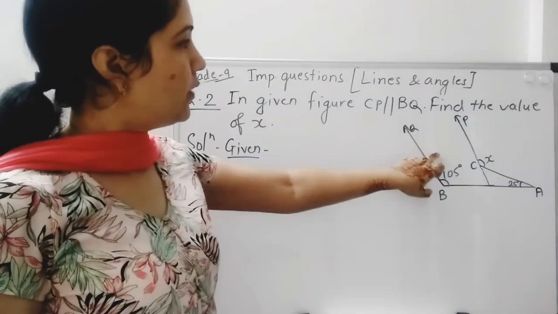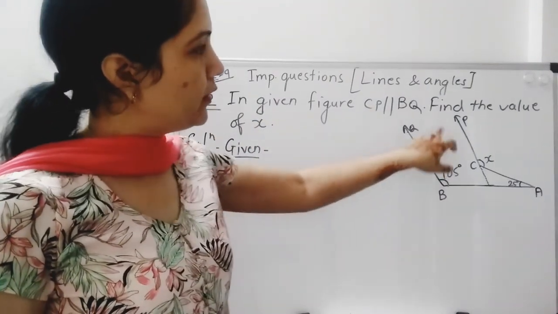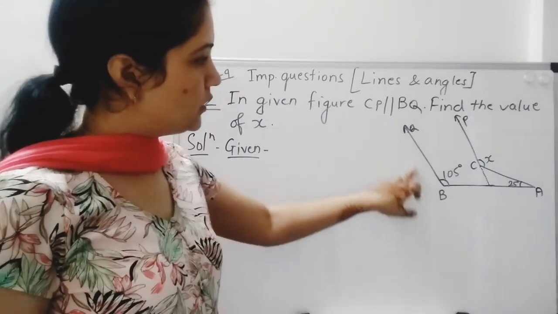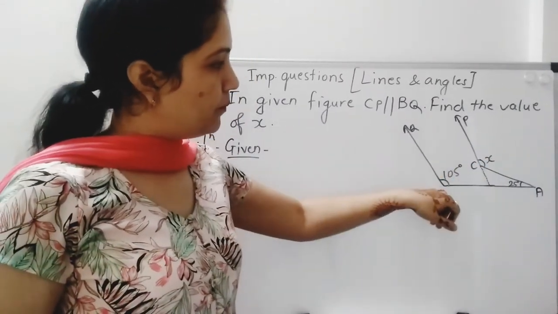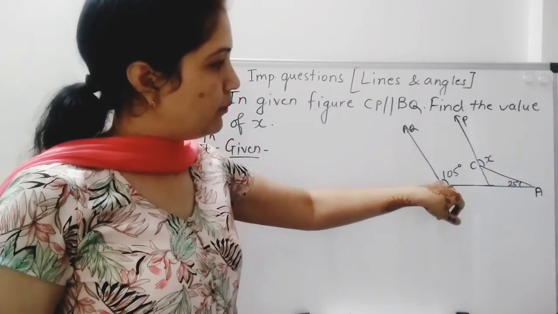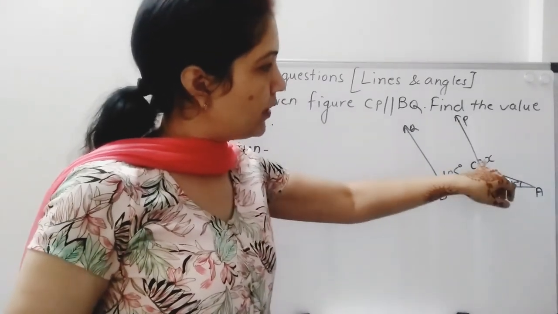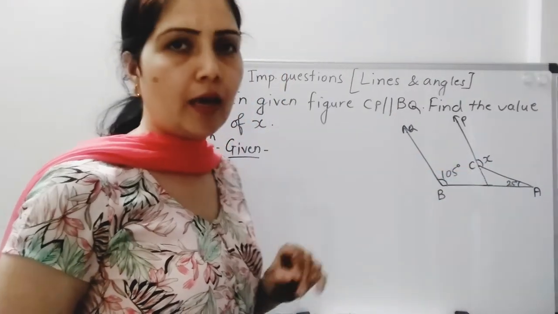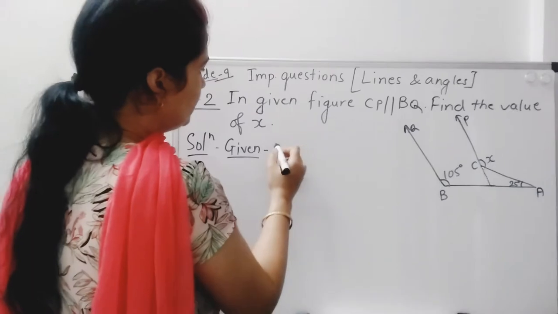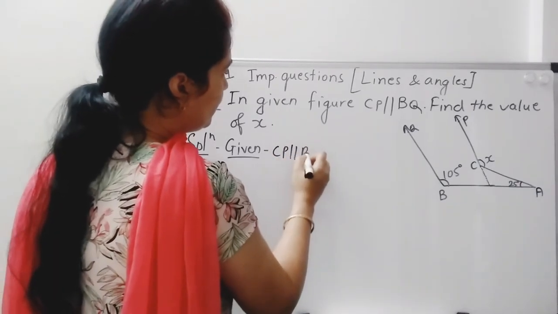The question is, a figure is given in which CP is parallel to BQ. We have to find the value of x. So this is the figure in which BQ is parallel to PC, and angle B is given, angle A is given. We have to find the value of angle ACP, or x. So first we will write what is given. Given is CP is parallel to BQ.